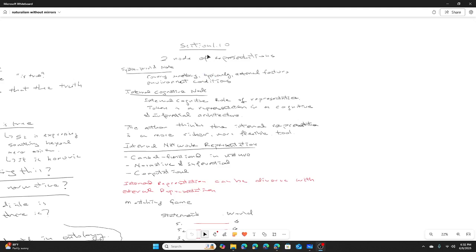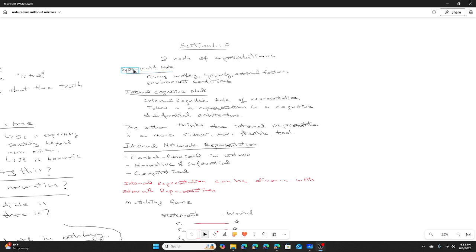Okay, we're going to go over section 1.10. The author talks about two types of representation. At the beginning of the section, the author talks about two systems or two clusters of the broadly defined two types of representation.